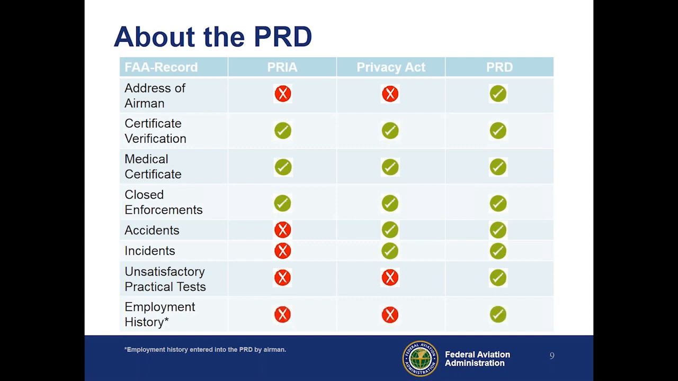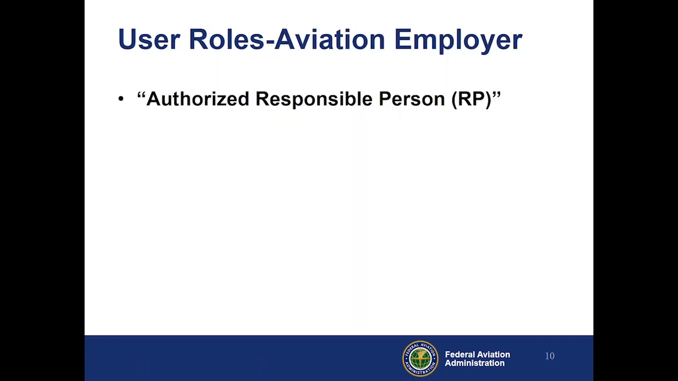And then the last thing is employment history. An important thing to note here is that this is if the airman provides it. If the airman types in their employment history, then you will see that. But this is not provided by the agency. So we don't vet this or promise that it's accurate or any sort of thing. I will discuss a little bit later on in the presentation why we encourage the airmen to enter their employment history. It kind of helps them and helps you as well as an air carrier. Anyway, so I hope that slide's helpful to you to show you some of the differences.